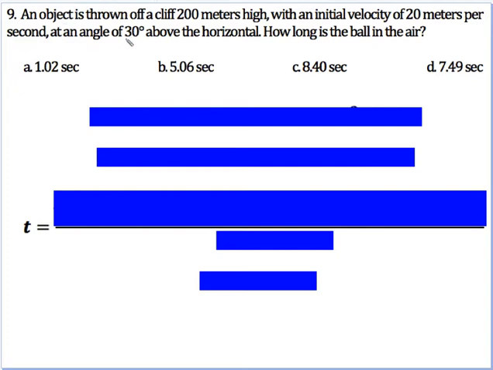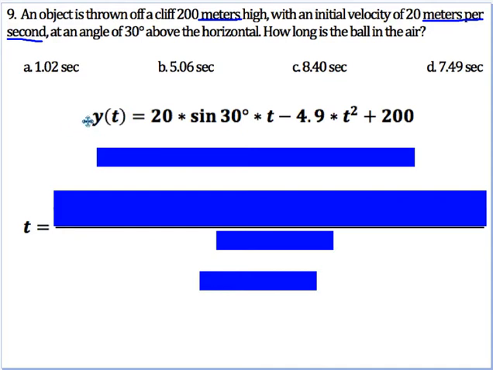Moving on. All right, an object is thrown off a cliff 200 meters high with an initial velocity of 20 meters per second at an angle of 30 degrees above the horizontal. All right, so we're dealing with meters here. Notice we have meters per second is our velocity, and the cliff is 200 meters high. How long is the ball in the air? So I want to know when my y value is 0, and I need to know the time when y is 0. So I'm going to deal with my y formula.